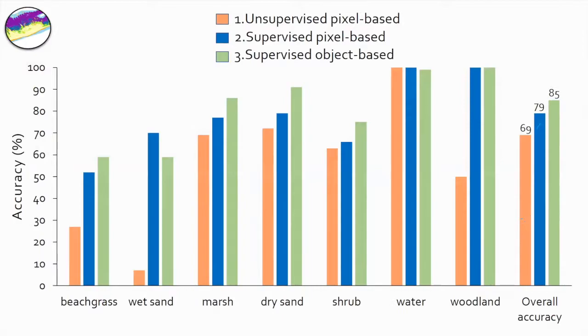So here you'll see along the x-axis, these are the different habitat types. And the last column here is the overall accuracy. And along the y-axis is the accuracy in percentage. And so each of the three methods are represented in orange, blue, and green. And green, the supervised object-based method, had that highest overall accuracy, as we saw in the last slide. And it also had the highest accuracy for beach grass, so those areas that we see in the early primary dunes, and also dry sand here.